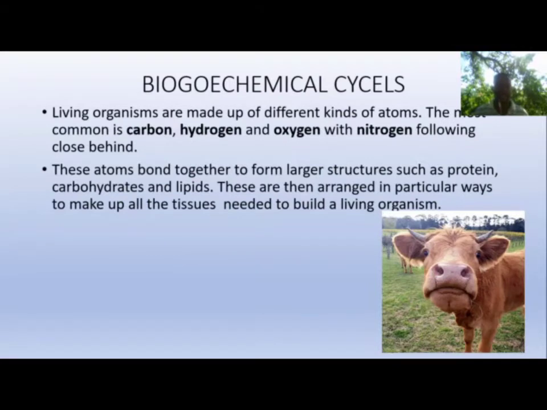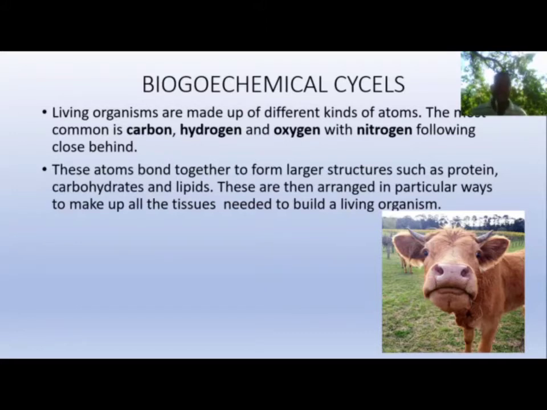So let's start off by looking at this big term up there, biogeochemical cycles. What that means, bio, living, geo means earth, and chemicals, I don't even know what that means already, right? And the cycle, moving of all of those things. So living organisms are made up of different kinds of atoms. So we're bringing the living organism now all the way down to a tiny atom. Right, most common atoms, our most common ones are carbon, hydrogen, oxygen, with nitrogen following close behind. So these are the elements or compounds that we're going to be looking at.